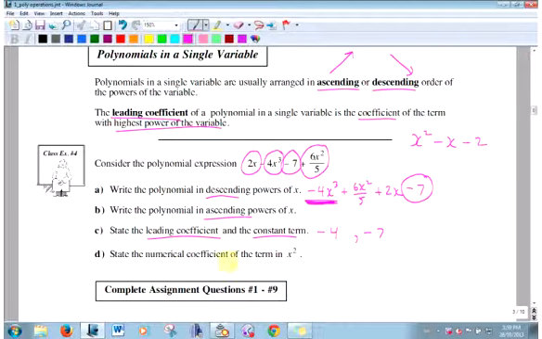State the numerical coefficient of the term in x squared. Here's my x squared term. This is the tricky one. What's my coefficient? That's what most people would guess, right? Well, what the heck's that 5 doing down there? I gave you this, remember the first day?